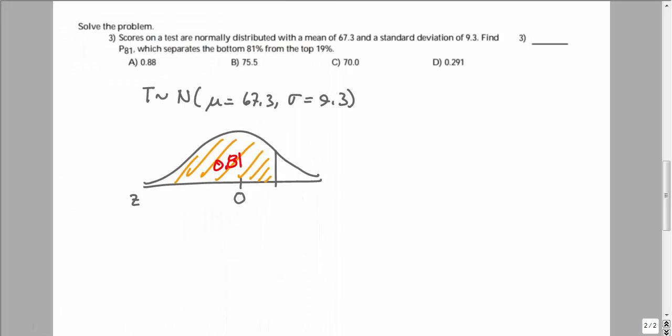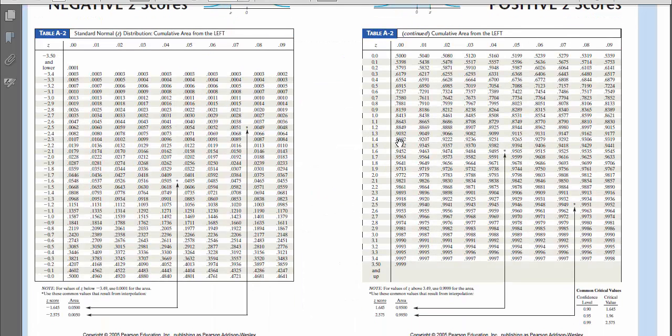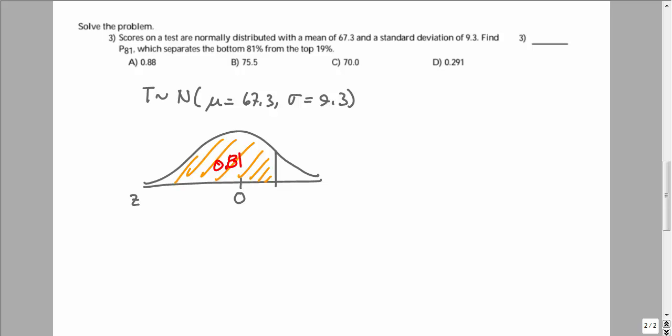Need a normal table here. So 0.81, I'm trying to get to the closest that I can. 0.8, 0.8106, I think here we have it. So that's 0.88. That means I'm 0.88 standard deviations above the mean.